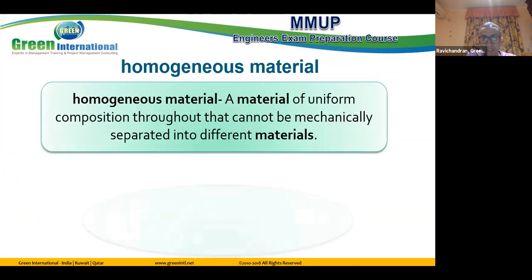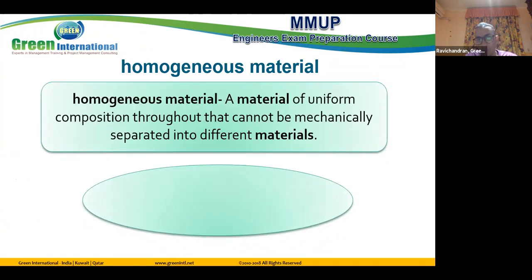Homogeneous material: there are three definitions, homogeneous, isotropic, anisotropic. A homogeneous material is a material of uniform composition throughout that can't be mechanically separated into different materials. This is homogeneous.